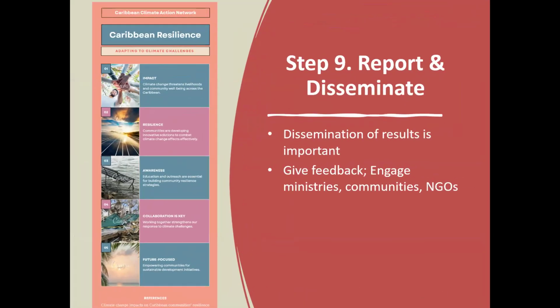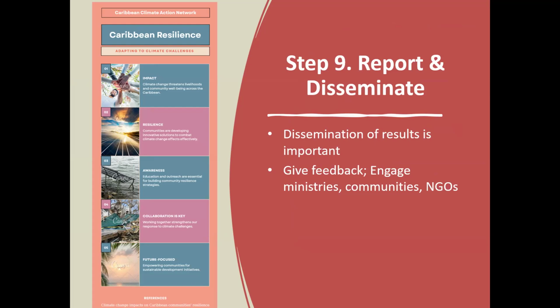And then the final thing is that you have done your survey, you have collected your data, you have done your analysis. It doesn't end there. You have to disseminate the results. You have to report what you found, because this is very important to give that feedback.